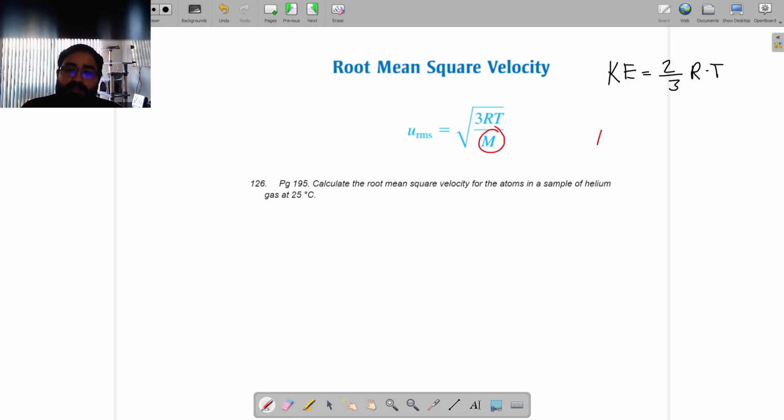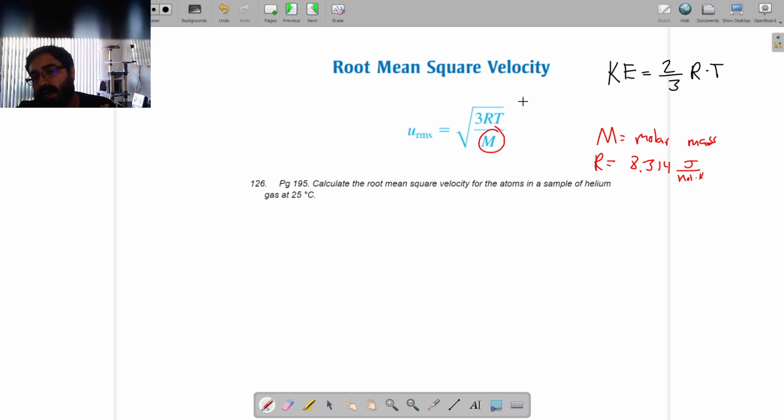Big M is the molar mass of your gas. The R is the other gas constant, 8.314, and this is now joules over mole times K. And then T is temperature in Kelvin.